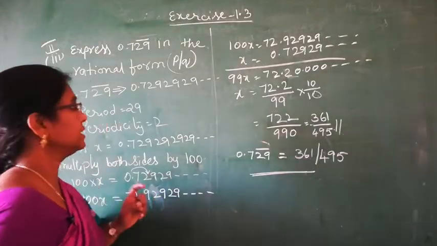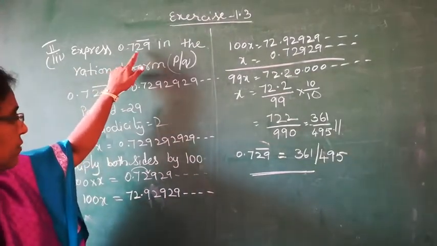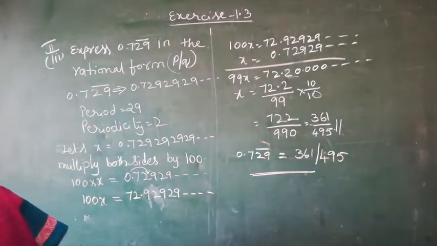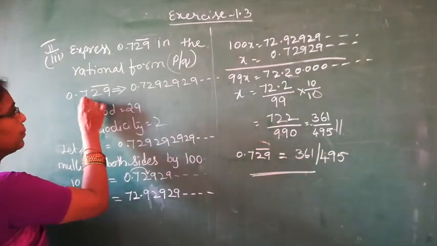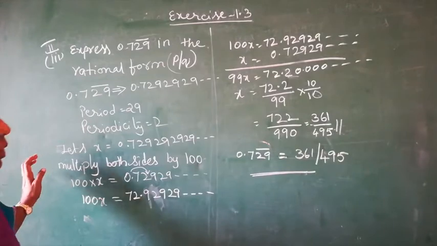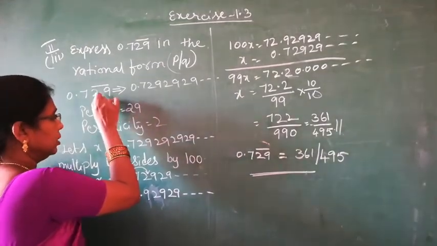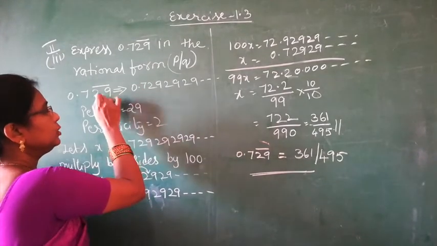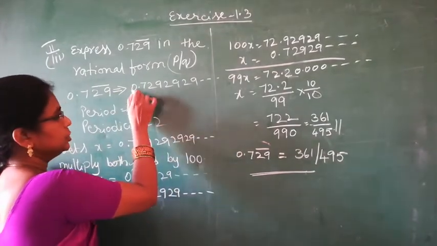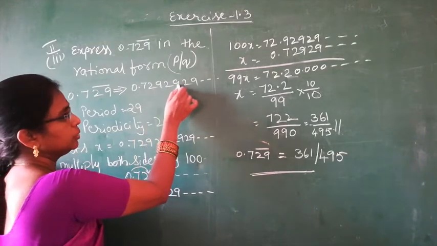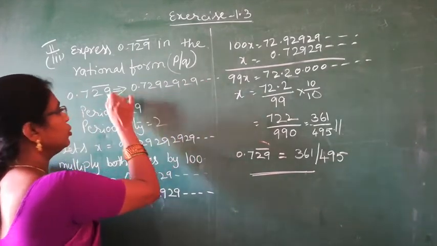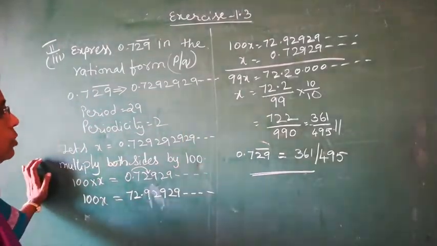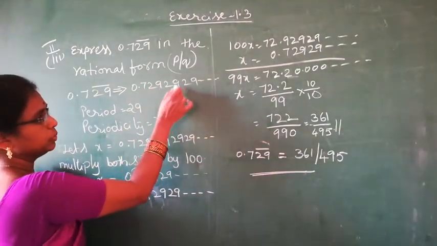Now the second bit: express 0.729 bar in the rational form P by Q. Here the bar is only on 2 and 9. Then we write 7 as it is, and 29 repeated means 0.7292929 and so on. Compulsorily, when you remove the bar, you have to write the continuation symbol.